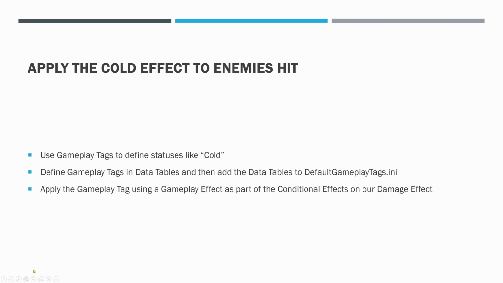So the first one was applying the cold effect to enemies hit. So let's go through this one and look at what we had to do. We're going to use a gameplay tag to define the statuses such as cold. So let's go take a look at that.